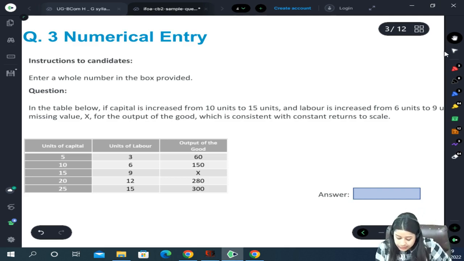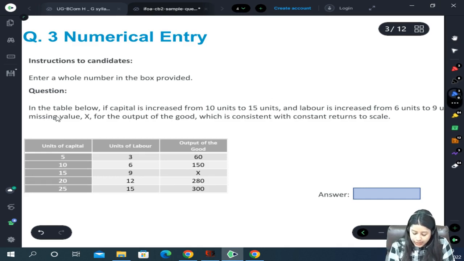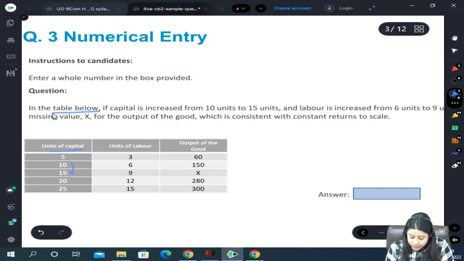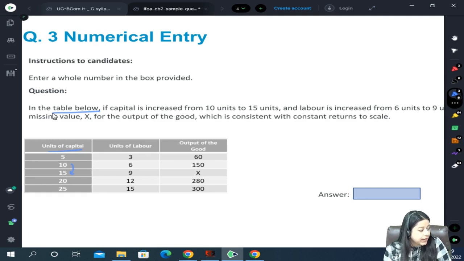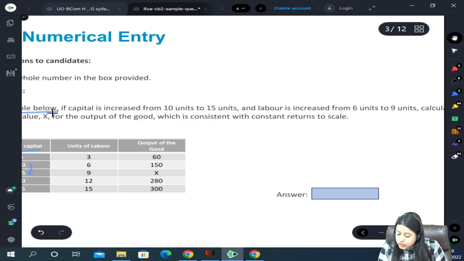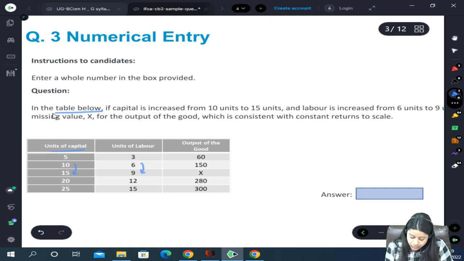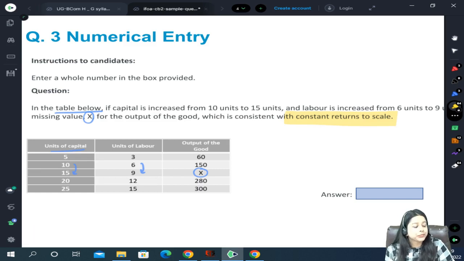Let's read the question quickly. In the table below, if the capital increased from 10 to 15 units and the labor is increased from 6 to 9 units, calculate the missing value x for the output where you are having constant returns to scale. What is constant returns to scale?